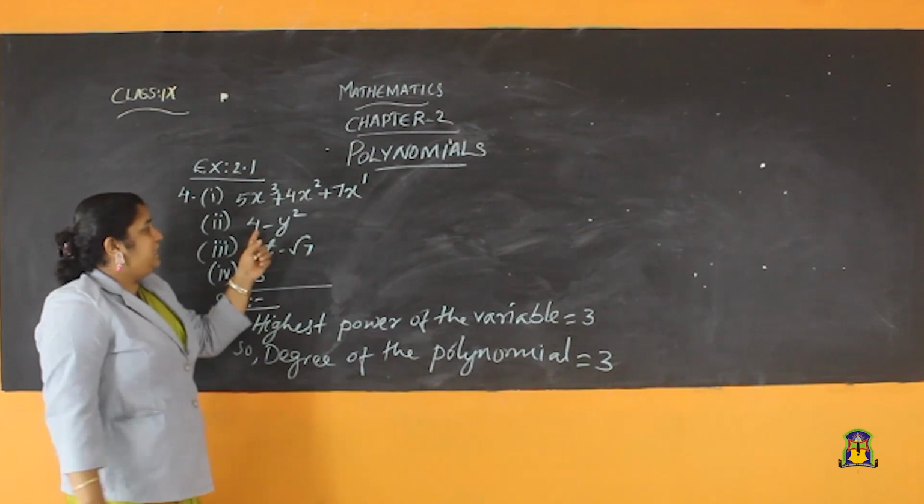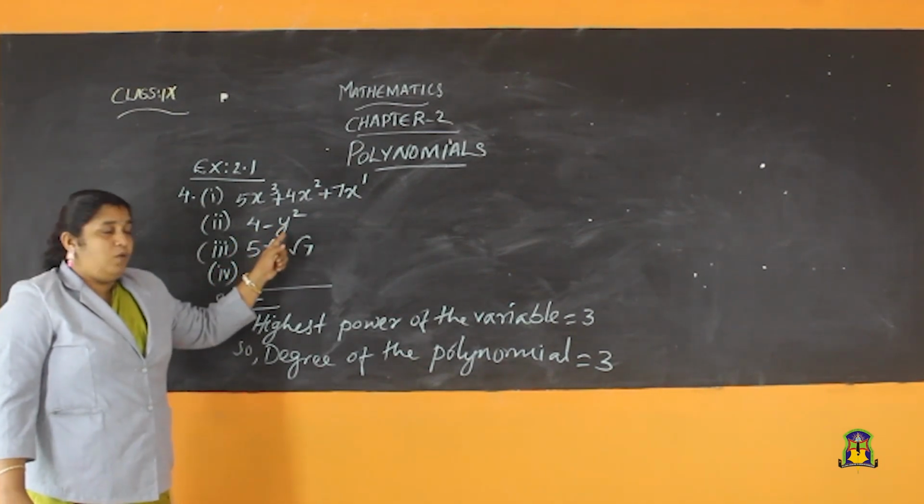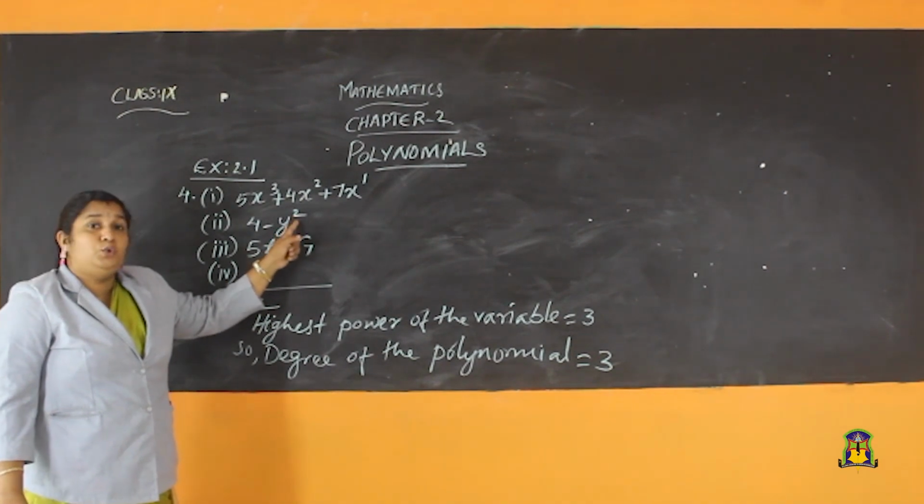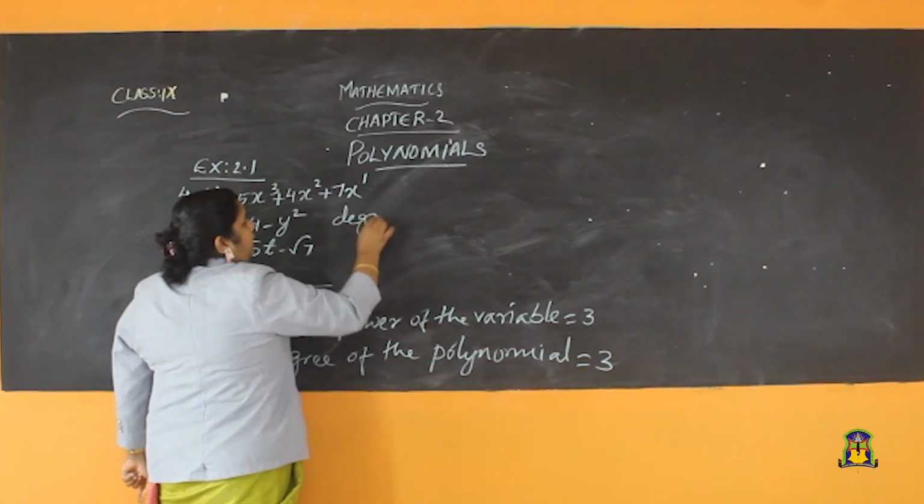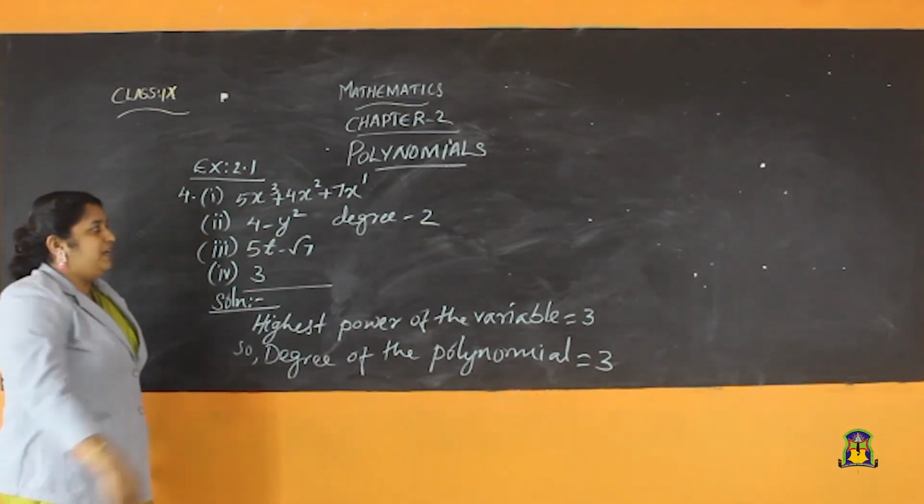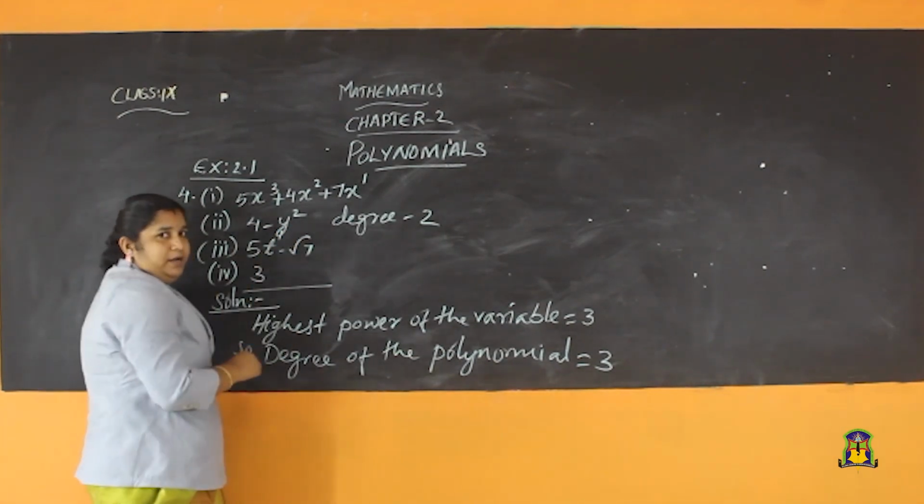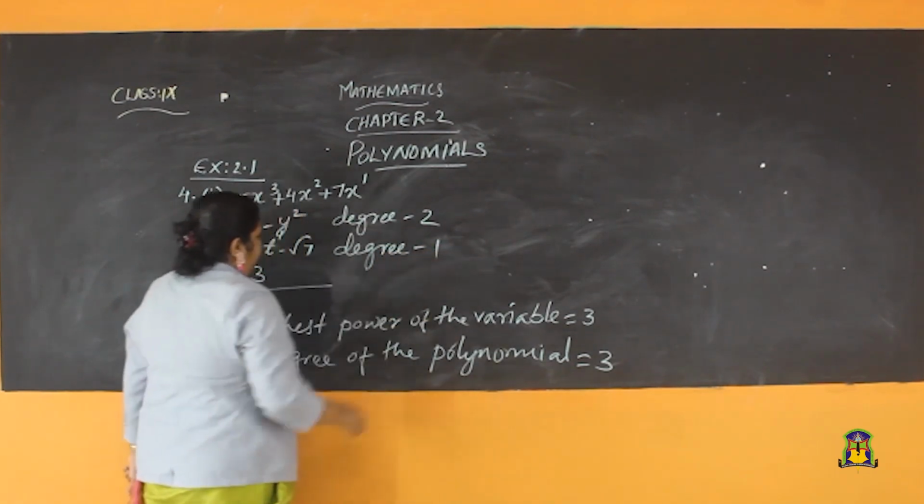Then can you say what about the second one? Second one, what is the variable? y is the variable. What is the power of that? 2. So what is the degree? Degree 2. Correct? Then here 5t minus root 7. Simply t means the power is 1, right? So degree is what? Degree 1.